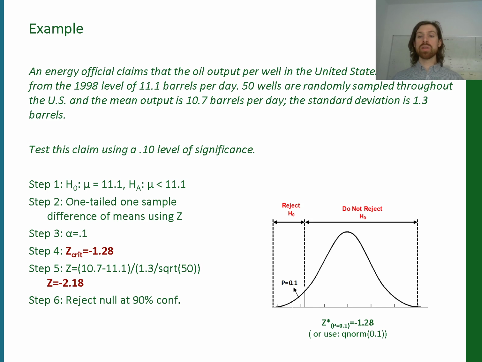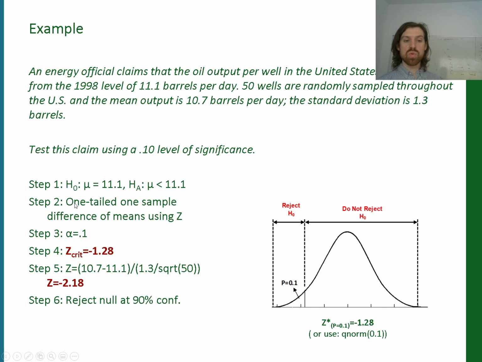Okay? The standard deviation is 1.3 barrels. Now I want you to test this claim using an alpha value of 0.1, so 0.1 level of significance. So what we're going to do first is identify the null hypothesis and the alternative hypothesis. The null hypothesis is that the sample mean matches the population mean, essentially. And then the alternative hypothesis is that the sample mean is less than the previous population mean.